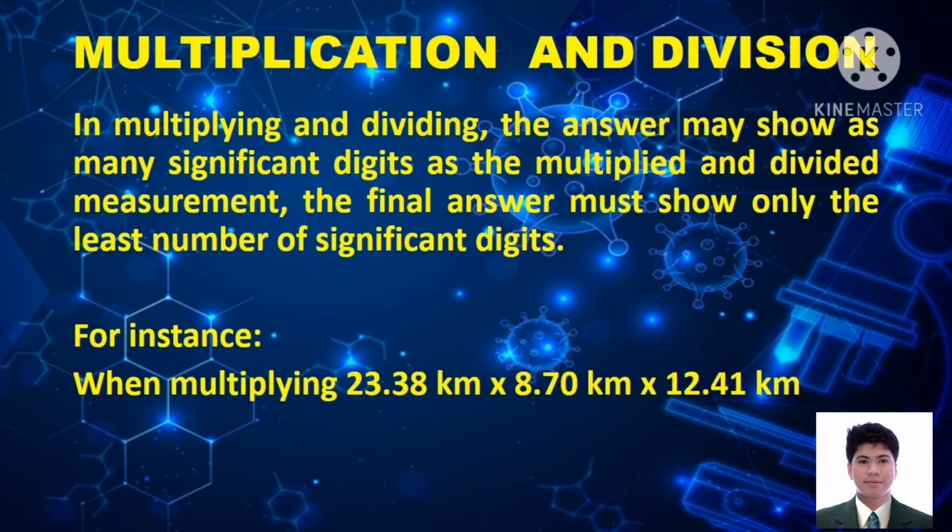Learners, in multiplying and dividing, the answer may show as many significant digits as the multiplied and divided measurements. The final answer must show only the least number of significant digits. For instance, when multiplying 23.38 kilometers times 8.70 kilometers times 12.41 kilometers.